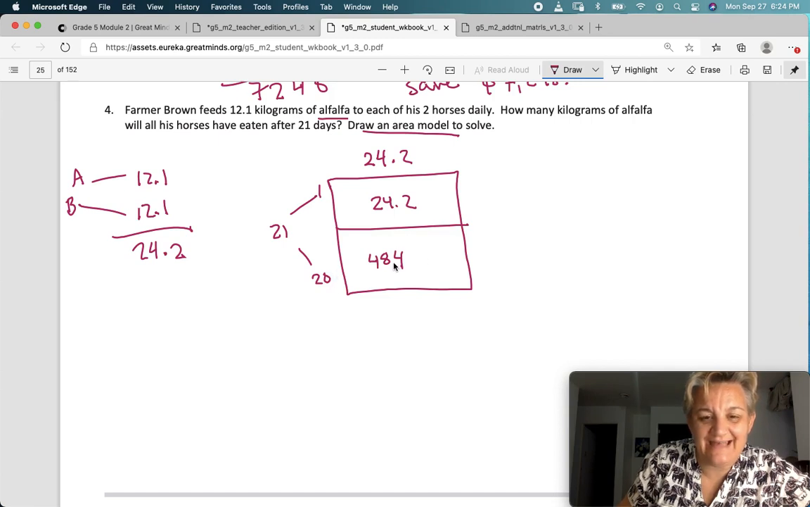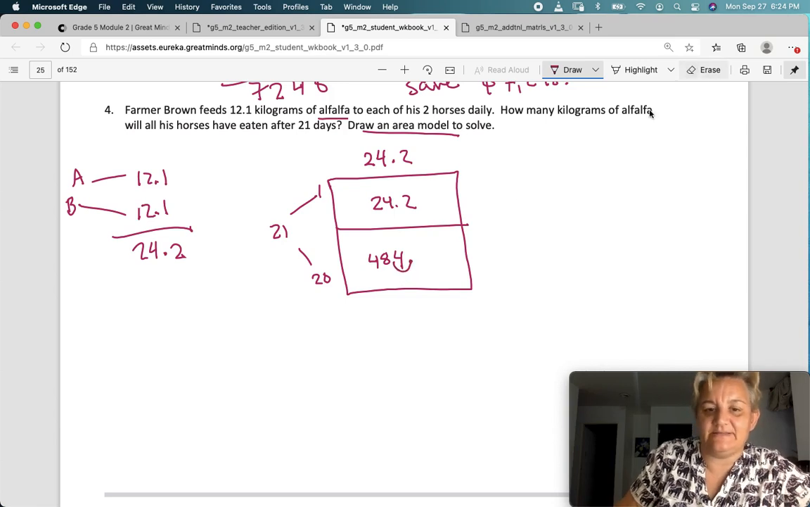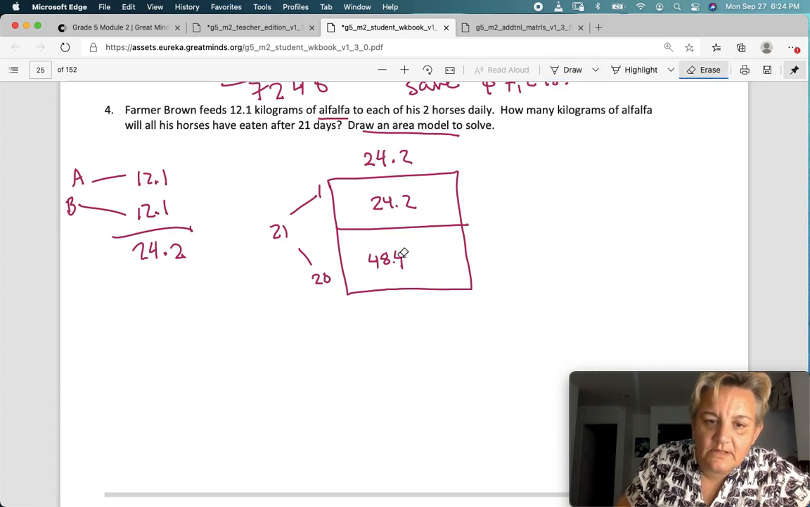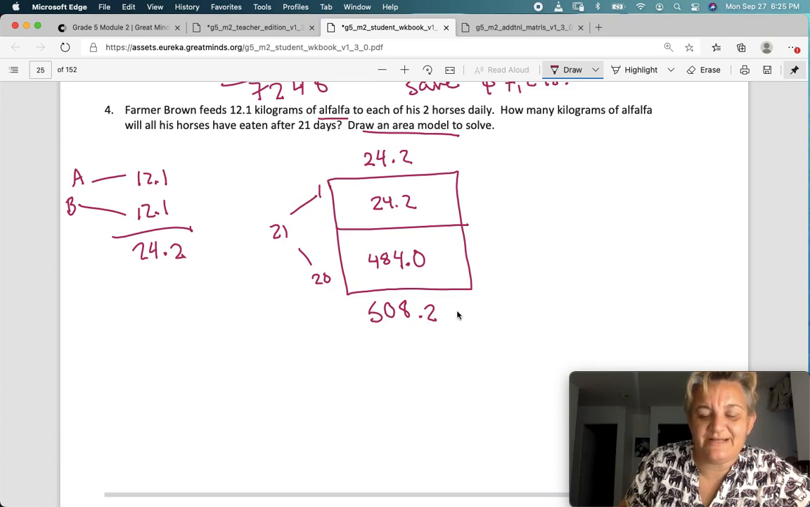So I can't just add a 0 here. I need to actually move the decimal point over. Now my new answer is 484, right? Now I'm going to add them together. Now remember, this is 0.0. So 2/10, 4 and 4 is 8, and 2 and 8 is 10. Carry the 1 is 500. 508 and 2/10 kilograms.